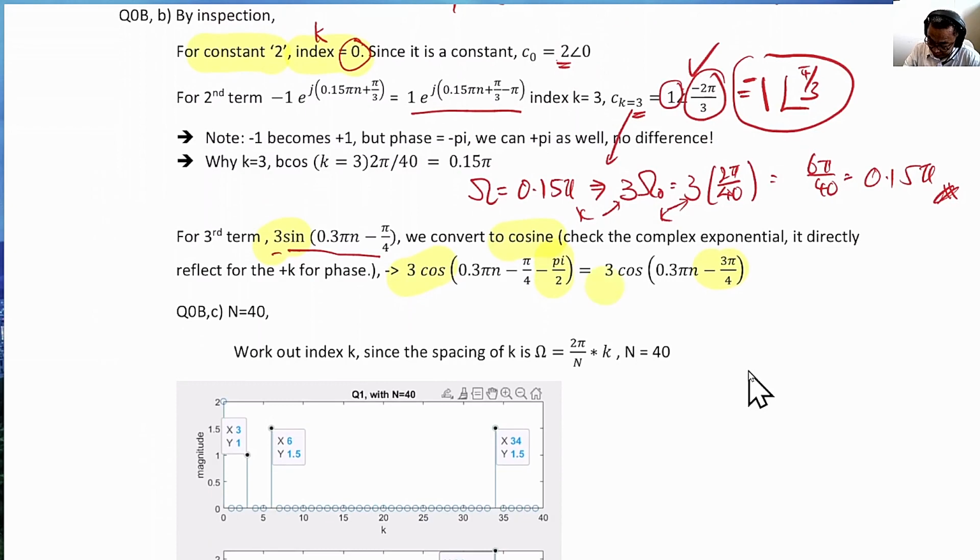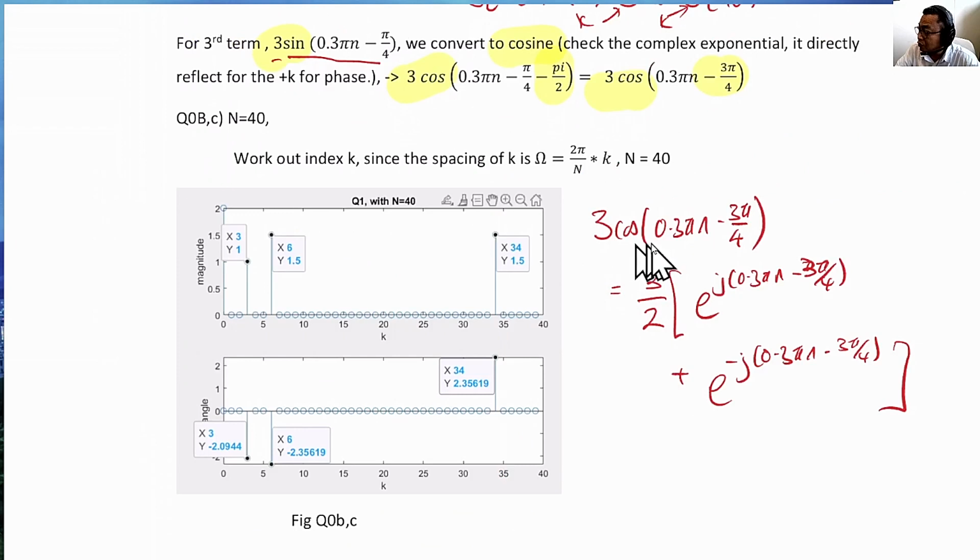We then break the cosine into 2 complex exponentials. This whole 3 cosine term becomes the sum of 2 complex exponentials divided by 2. You realize that this part is a positive frequency, because it's e to the j 0.3 pi n, and this one is a negative frequency, e to the minus j 0.3 pi n. The phase shift is minus 3 pi over 4 for the positive frequency, but because of the 2 minuses it becomes positive 3 pi over 4 here.